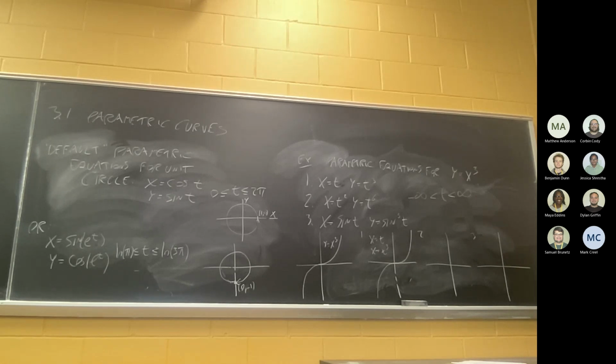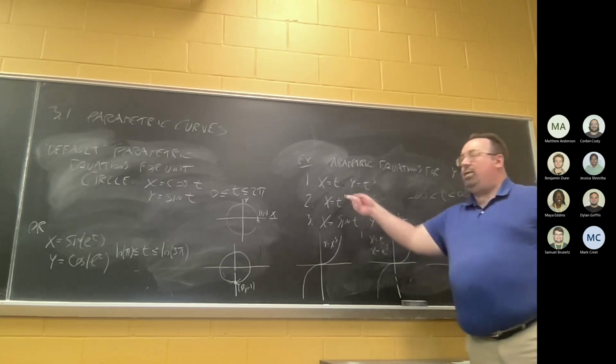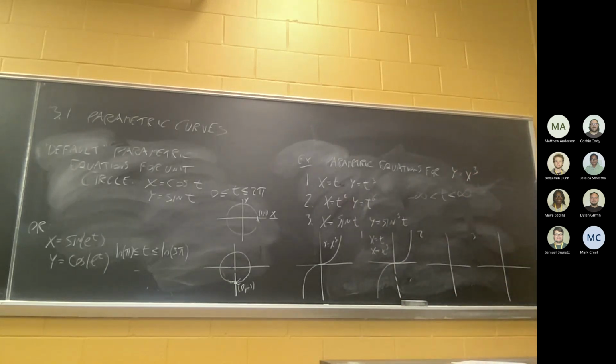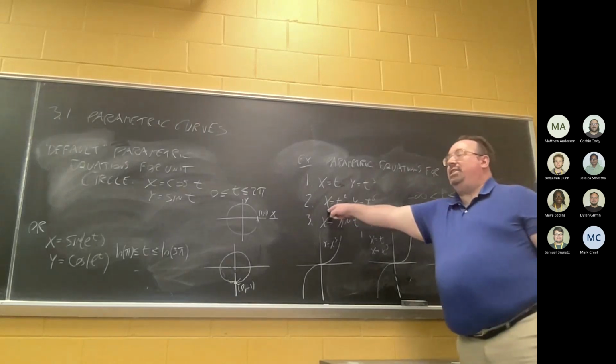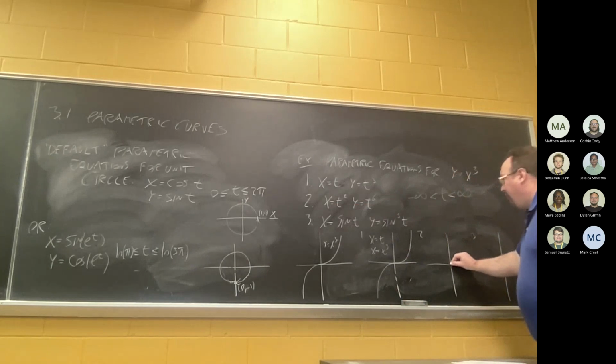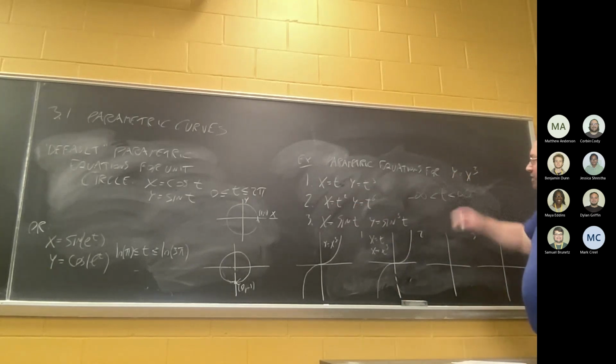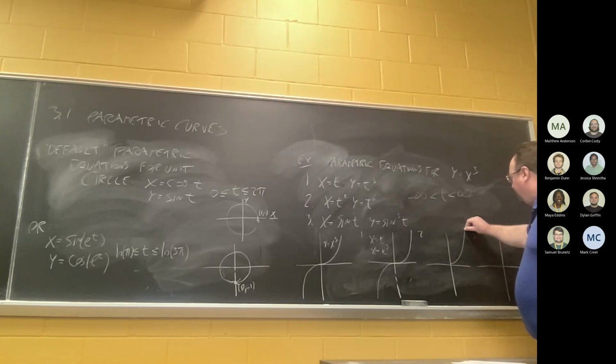Whenever I plug in a t, I square it to get x. What does that mean about if I plotted this for all possible t? I'm not going to get exactly this, but what am I going to get? The positive part, because x is going to be non-negative. So for whatever x I have, y will be its cube. So I'll just get the right portion.